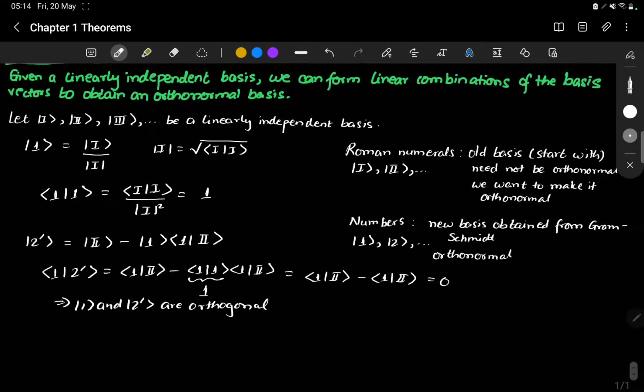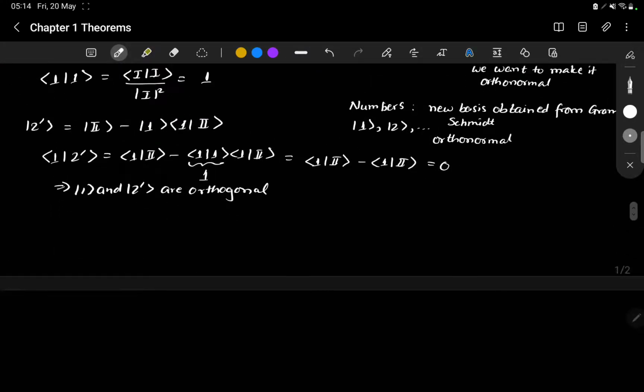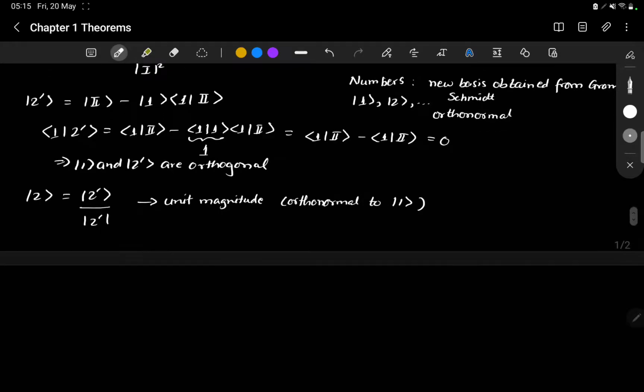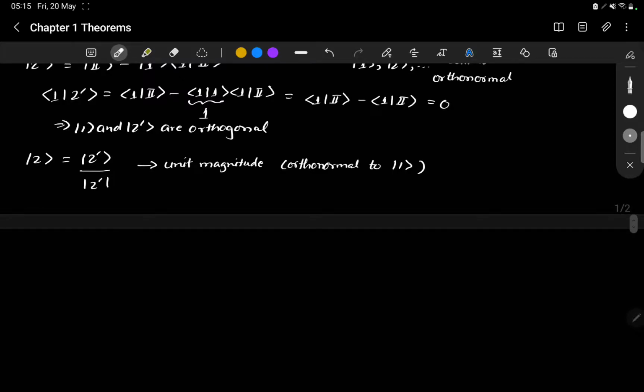To make it orthonormal, we need to rescale this 2 prime vector by its own length. That will give us the second vector. So this will have unit magnitude, making it orthonormal to the first vector. So we have got our second vector. Now what do we do to get the third vector?